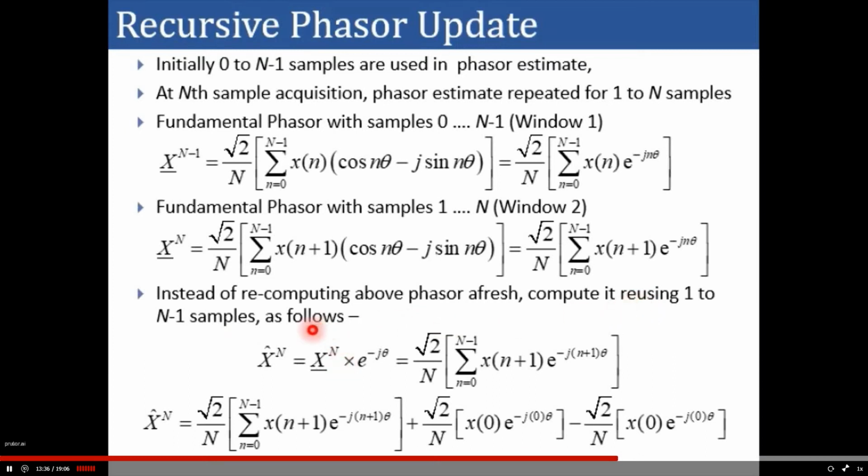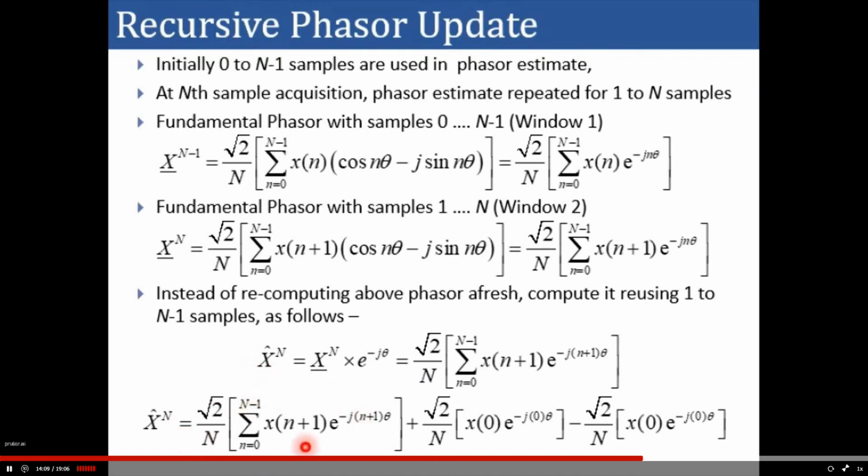So how to use it? Let's do one thing. We multiply the fundamental phasor of window 2 by e to the power minus j theta. So what we can write? We can write it as root 2 by n, sigma n is equal to 0 to n minus 1, xn plus 1 into e to the power minus j n plus 1 theta. Now let's define this new phasor as x cap n.